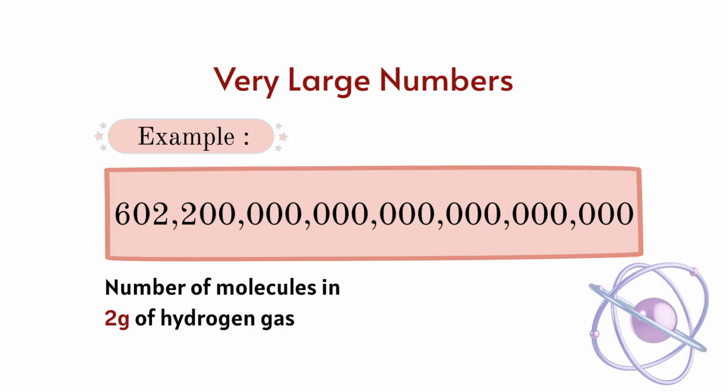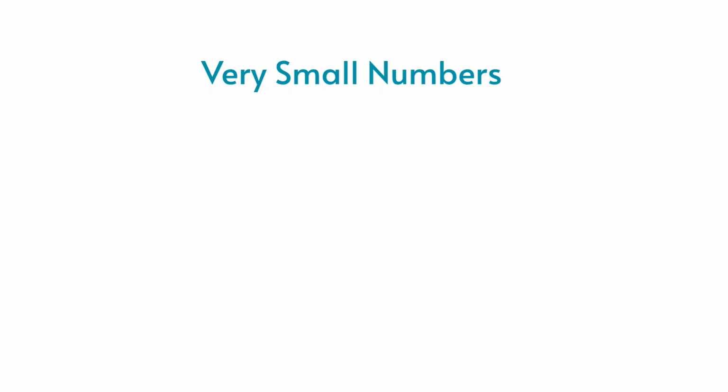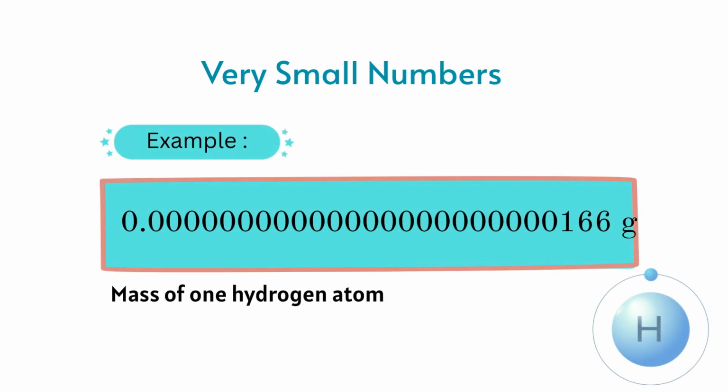Now let's look at a very small number. This represents the mass of a hydrogen atom in grams. Notice the large number of zeros after the decimal point. Such numbers are difficult to handle and can easily lead to errors while writing.